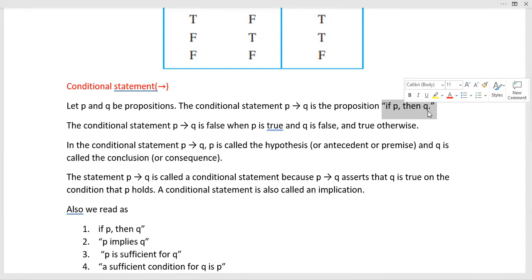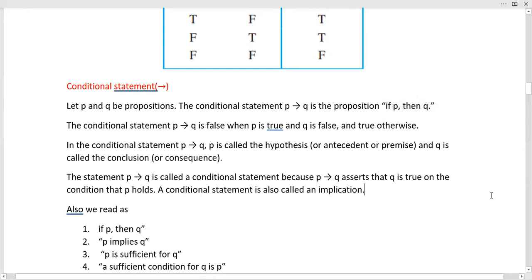So I will tell you one example. If I come to the college, then only I can teach on the board. Do you understand the example? I come to the college is the one statement P. I will teach on the board is the statement Q. So if the first statement happens, then only the second statement will happen. This is the conditional statement.